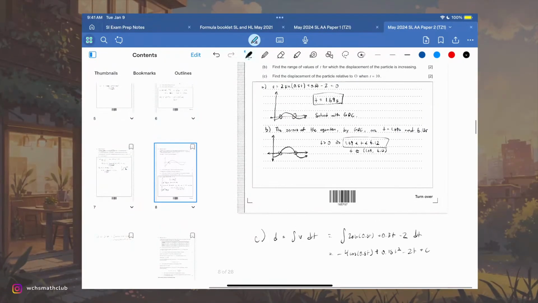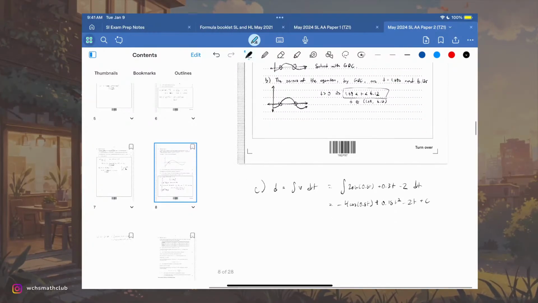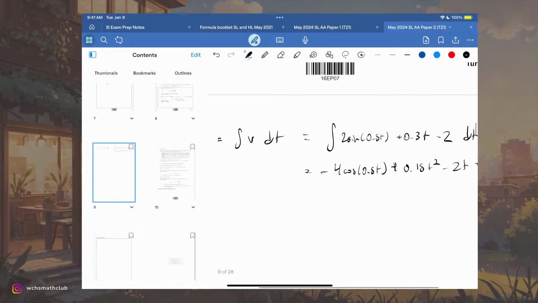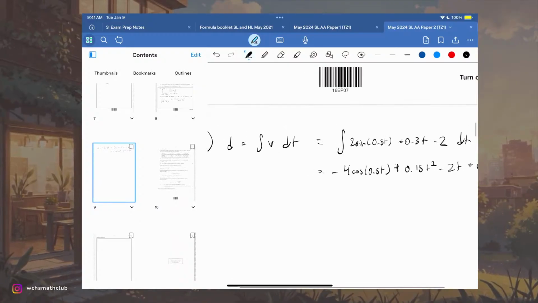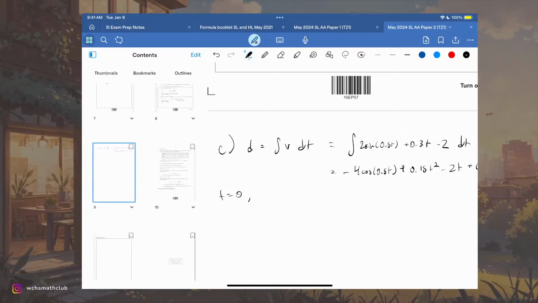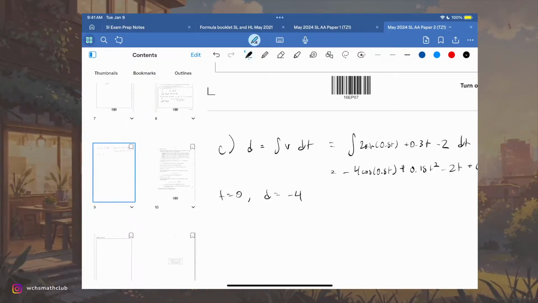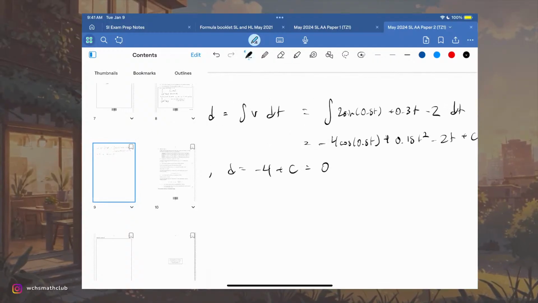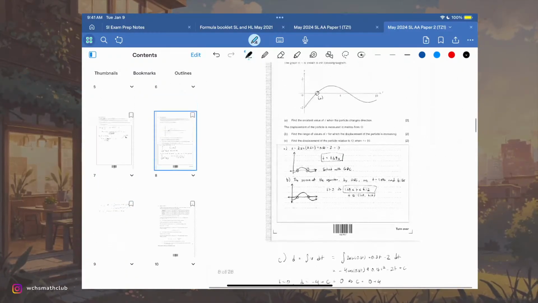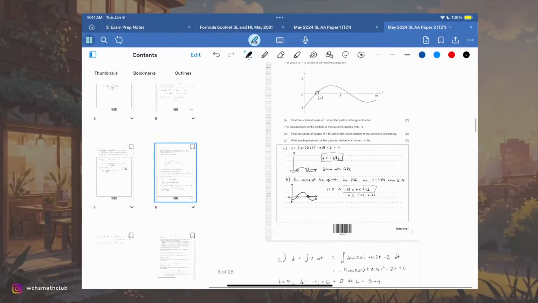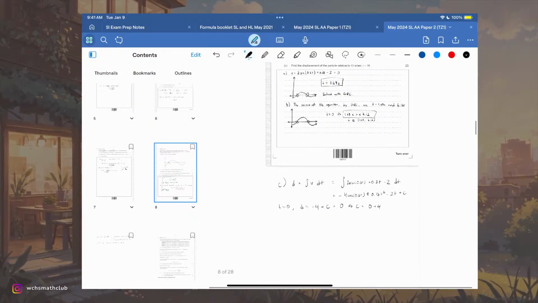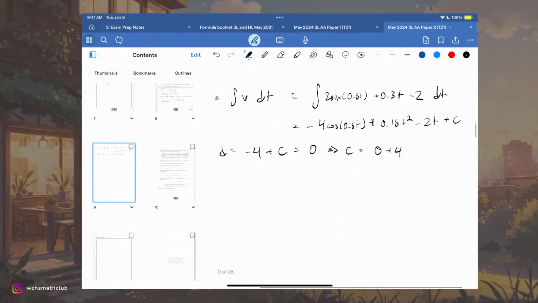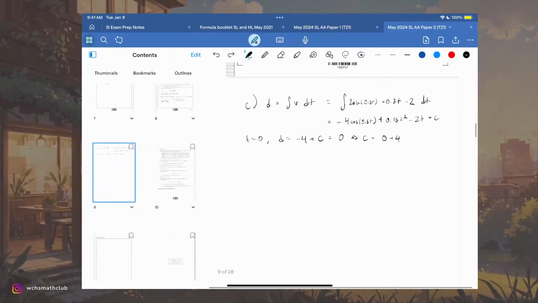And we want to set this equal to O, so at t equals 0, cosine becomes positive 1. So at t equals 0, d equals negative 4, and then plus c equals O, and then theoretically c would be equal to O plus 4. And now we want the displacement of the particle relative to O when t equals 10. So now we just want to plug t into this equation that we have right here, and then solve that in terms of O.